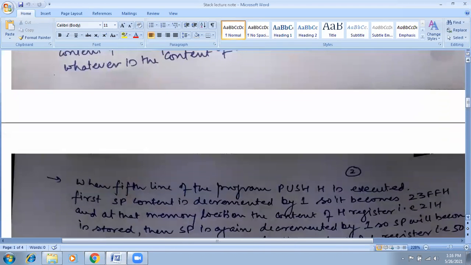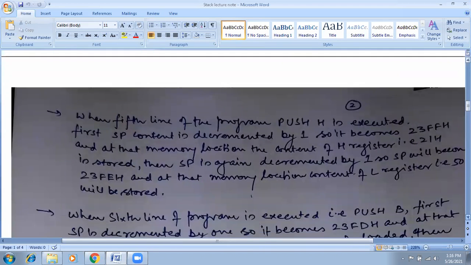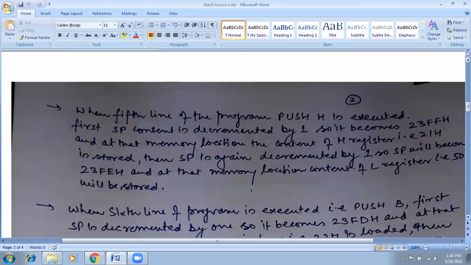When the fifth line of the program, that is PUSH H, is executed, first of all the stack pointer content is decremented by 1 so that it will become 23FF. And at that memory location, the content of the H register, that is 21, is stored. Then the stack pointer is again decremented by 1, so SP will become 23FE. And at that memory location, the content of the L register, that is 50H, will be stored.